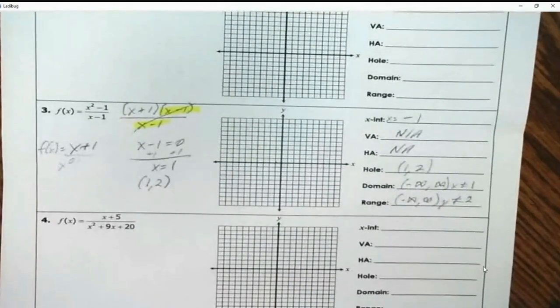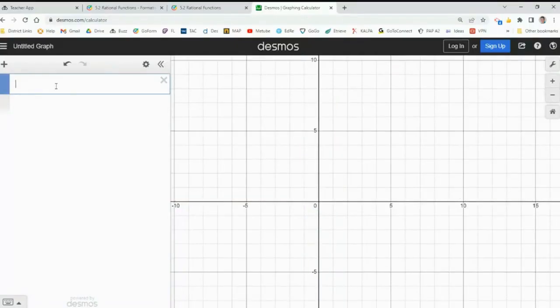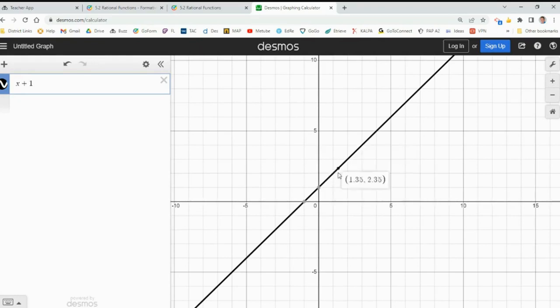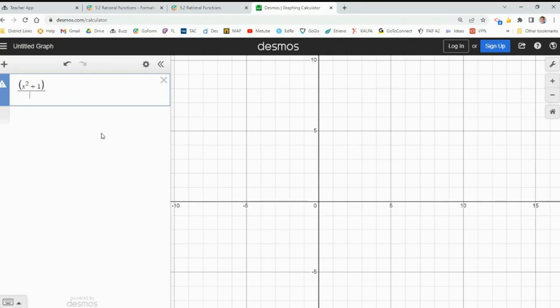Now you're saying, all right, what do you mean by a hole? Let's look at Desmos. First, we're going to graph what we'd expect, just x plus 1. That's what we simplified it to. There's not a problem with that. It exists everywhere, even when x is 1. The point (1, 2) is there because that's just x plus 1. But we're talking about the original. If we look at the original equation, we put the numerator in parentheses and divide it by x minus 1.